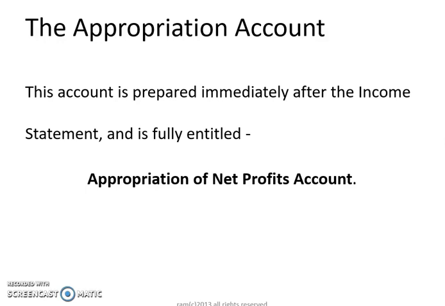And this account will be prepared right after you've reached the net profit on your income statement. So we could write it separately and call it the appropriation of net profits account, or you could just do it as a conclusion on the income statement. But of course, you'll have to adjust the name of the statement.